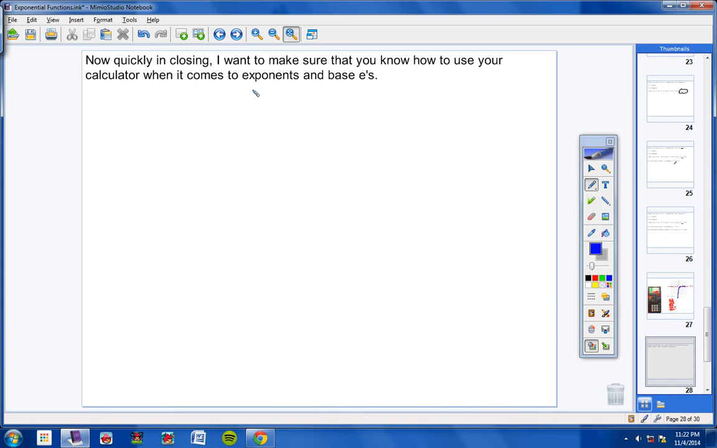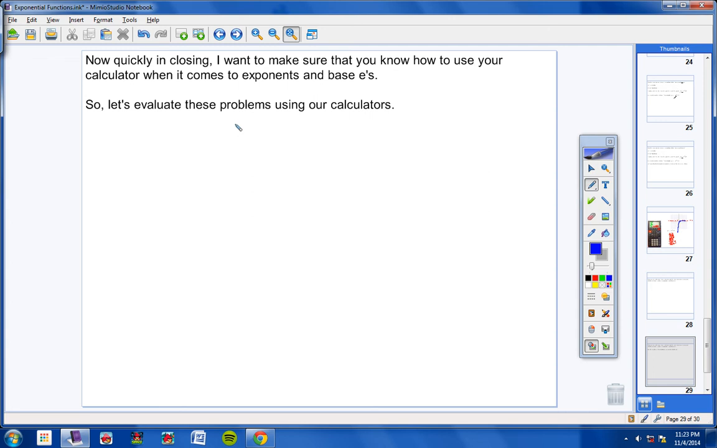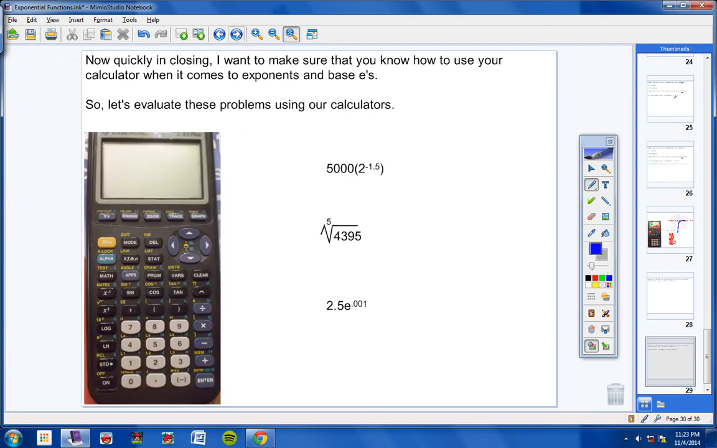Now, quickly in closing, I want to make sure that you know how to use your calculator when it comes to exponents and base e's, okay? So, I want you to evaluate these problems using your calculators. Alright, so here we go. Let's quickly make sure we know how to type this into our calculator, okay? So take some really good notes.